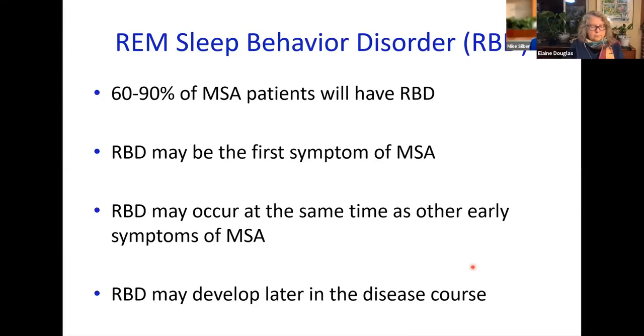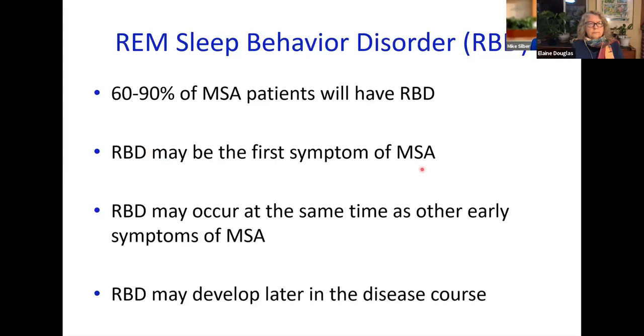develops. But in other patients, RBD may occur at the same time as early symptoms of MSA. There may already be autonomic symptoms, lightheadedness on standing, bladder problems, or some movement disorders, and RBD starts at that time. And in still other patients, RBD may develop much later in the disease course.